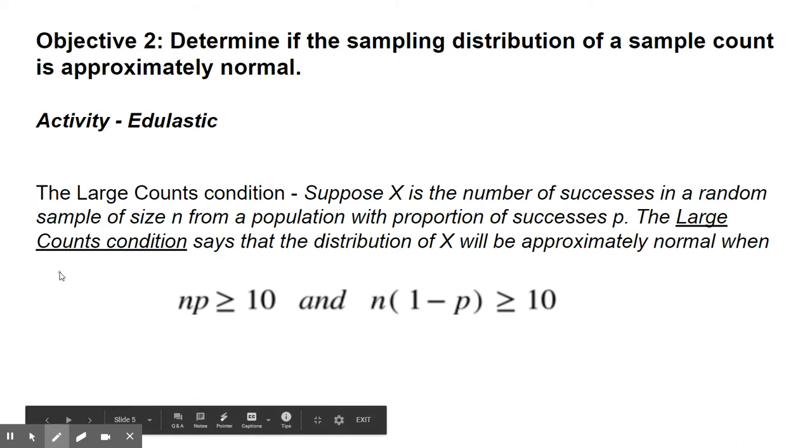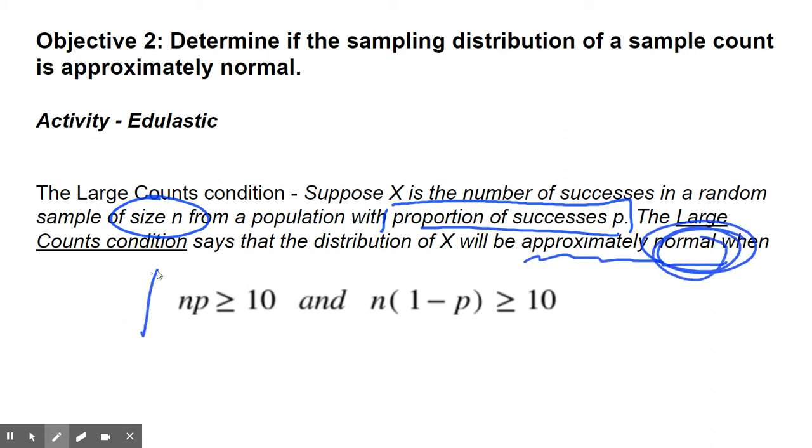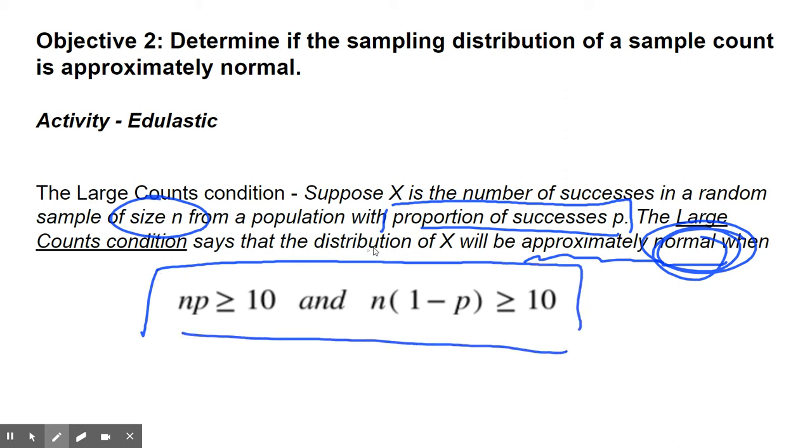The large counts condition is what you should have concluded in your activity. Suppose X is the number of successes in a random sample of size N from a population with a proportion of success P. Then the large counts condition says that the distribution of X will be approximately normal if N times P is at least 10, and if N times 1 minus P is at least 10. N times P is your expected number of successes. N times 1 minus P is your expected number of failures. You need to have at least 10 of each.